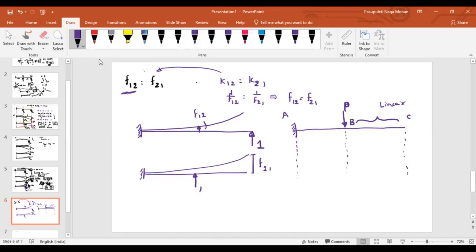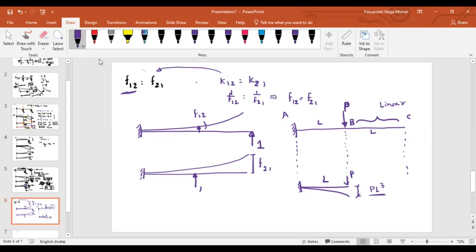Now, let us say this is L and this is L. Or let me compare two things, okay? What about the deflection here? Hope you guys can remember. What is the deflection? It's just a simple cantilever, right? What is the formula? PL cube by 3EI.